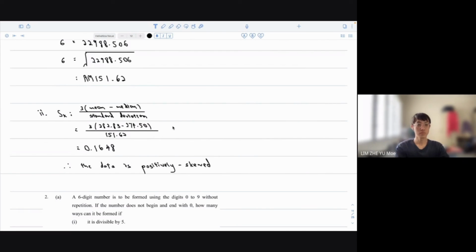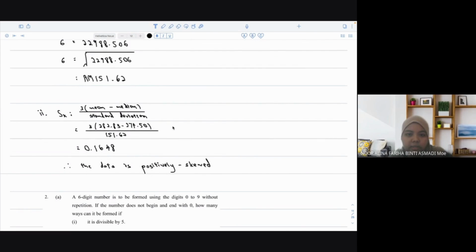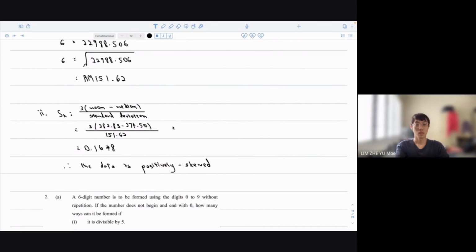Let's give Alina the chance to conclude. If the Pearson coefficient of skewness that we get is positive, this means that our data is positively skewed. If we get negative, our data is negatively skewed. And if we get 0, this means that it is a normal distribution. So since our answer is positive, the data is positively skewed. Yes, great. Thanks all of you.